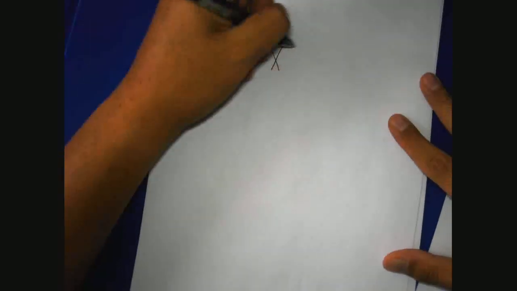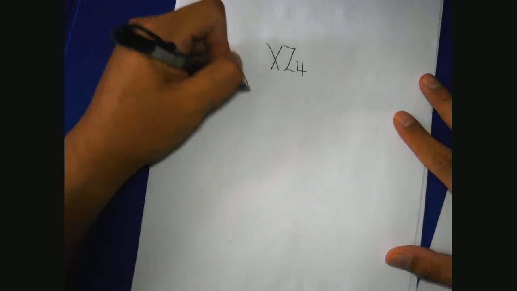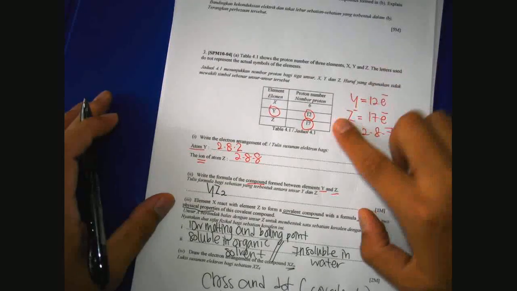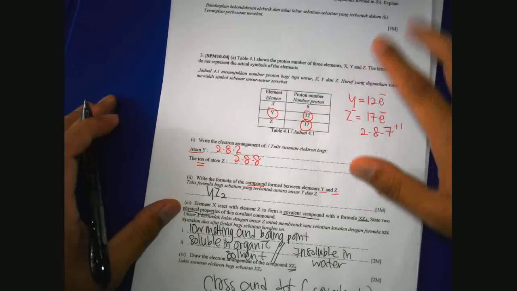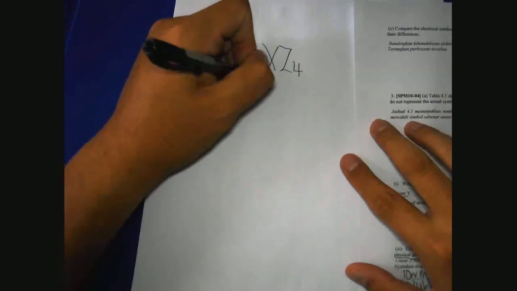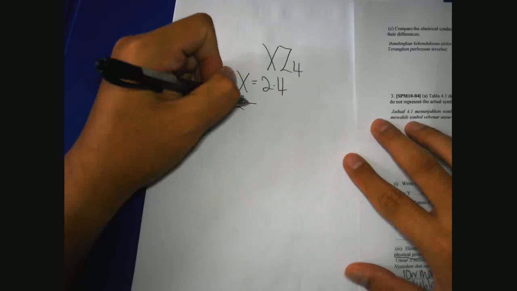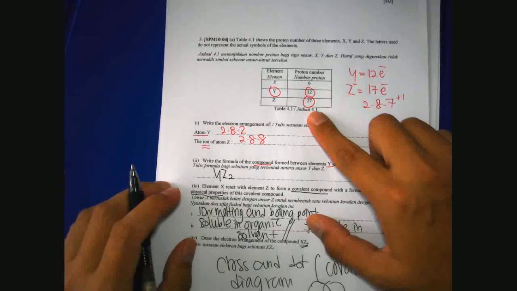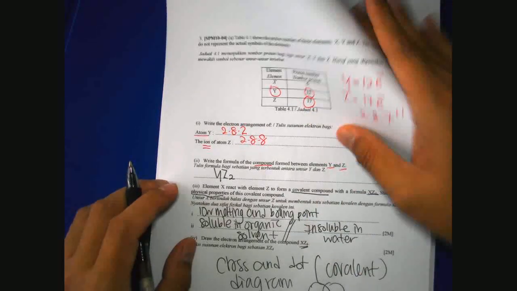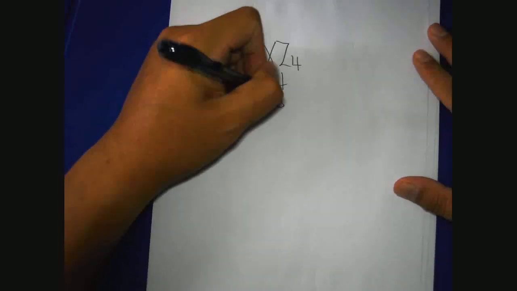Alright, let's start with the drawing of XZ4. Let's get all the necessary information. Let's look at the electron arrangement first. For X, from the booklet, you have 6 electrons, which means that is 2 and 4. For Z, you have 17 electrons, which is 2, 8 and 7.